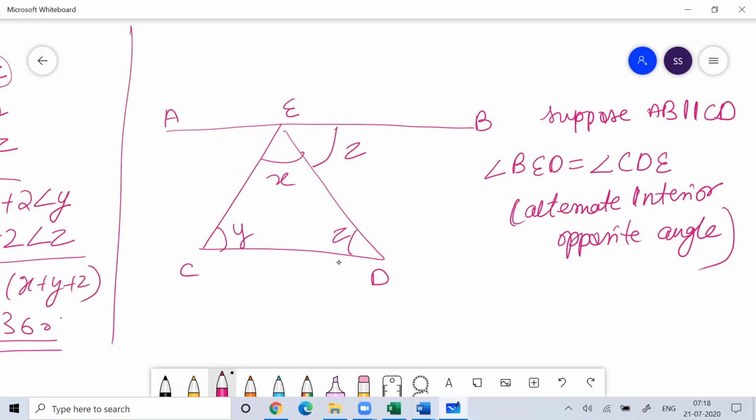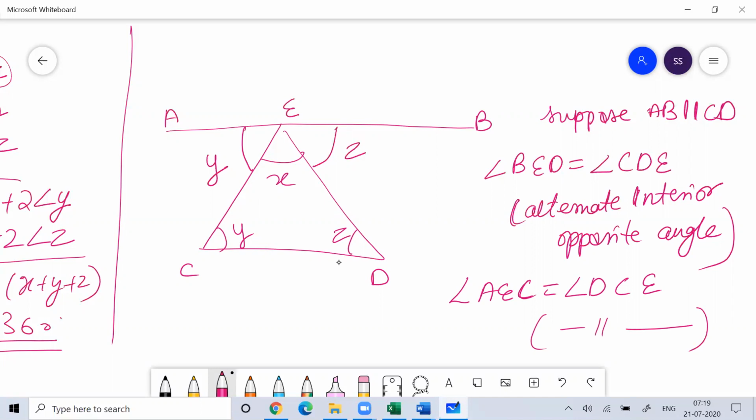This is called alternate interior angles. Whenever two lines are parallel, you can use this as a property. Similarly, you can say that this angle and this angle will be equal. Why? Again, same reason: alternate interior angles. Angle AEC is equal to angle DCE. Again the same reason, alternate interior angles.